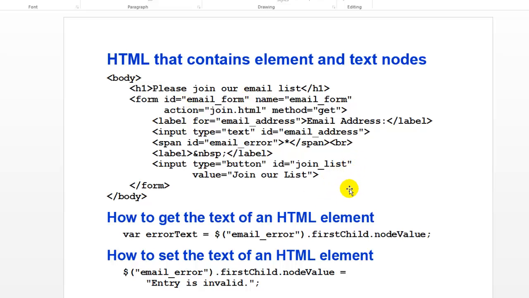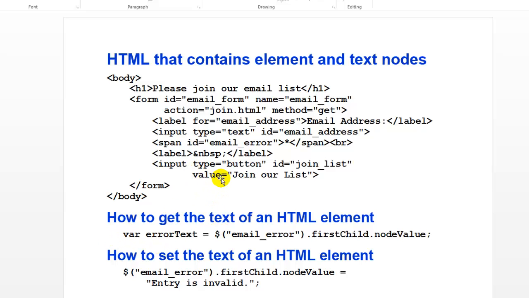So how do we get the text of an HTML element? Well, we've seen it before, but this might be a little bit more clear now that we're talking about the document object model. Assuming $ is defined such that it calls getElementById, you have emailError here, so we're looking for something with the ID emailError. We saw it right here. The span has the ID emailError. The first child of this span would be the text node right here that currently has an asterisk in it. And then you have nodeValue, which is the value that is returned and stored in this errorText variable.